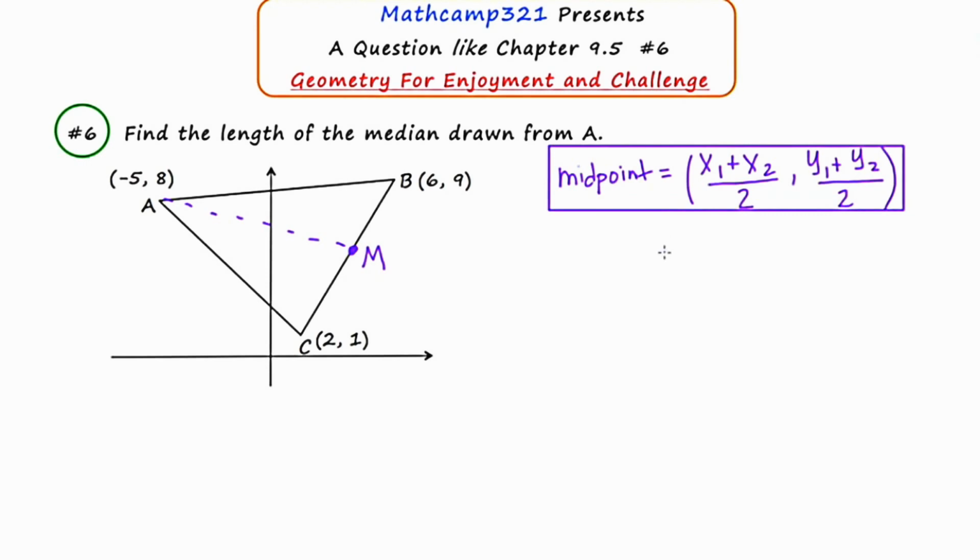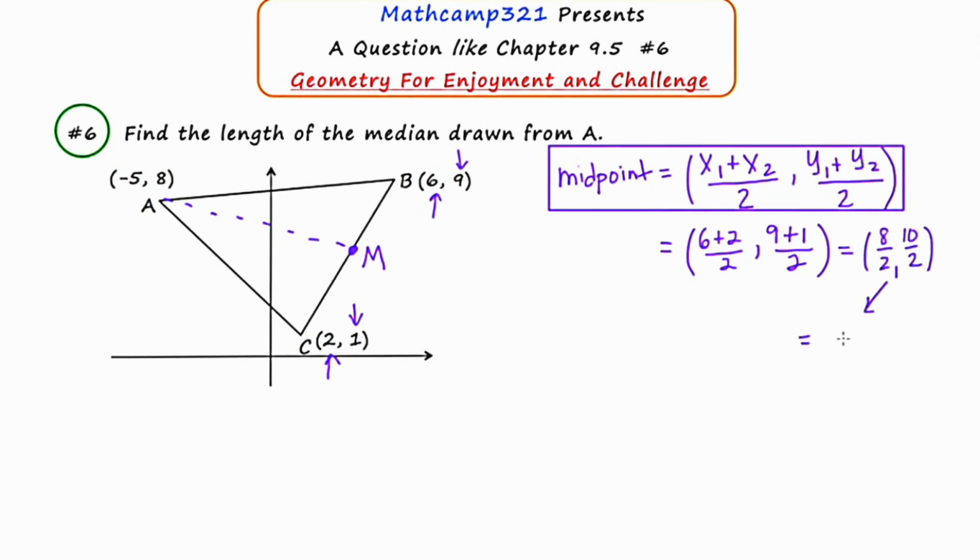So what we need to do first is add the x's together, and the x values are the first values, the 6 and the 2. If we add them together, we get 6 plus 2 over 2. And now we'll look at the y values, the 9 and the 1, and add them together and divide by 2. This leaves us with 8 over 2 and 10 over 2. And then, of course, these two fractions reduce to 4 and 5. So point M has coordinates (4, 5), and it's really important to label this on your diagram.